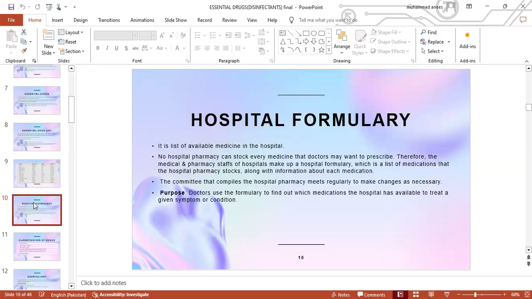Moving on to the hospital formulary. It is a list of available medicines in hospitals. No hospital pharmacy can stock every medicine that doctors may want to prescribe. Therefore, the medical and pharmacy staff of hospitals make up a hospital formulary, which is a list of medications that the hospital pharmacy stocks, along with information about each medication. The committee that compiles the hospital formulary meets regularly to make changes as necessary. The purpose of this hospital formulary is that doctors use the formulary to find out which medications the hospital has available to treat a certain symptom or condition.